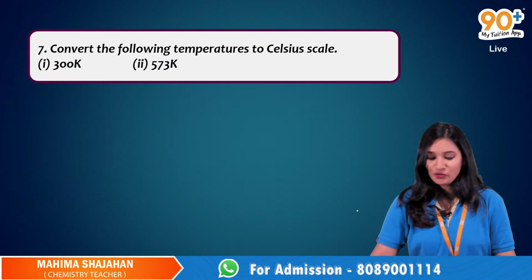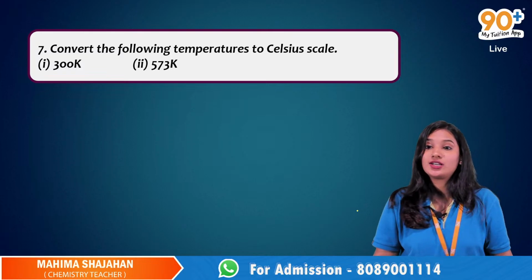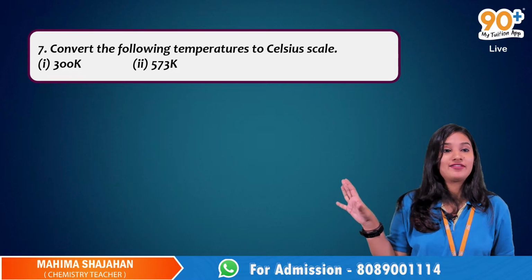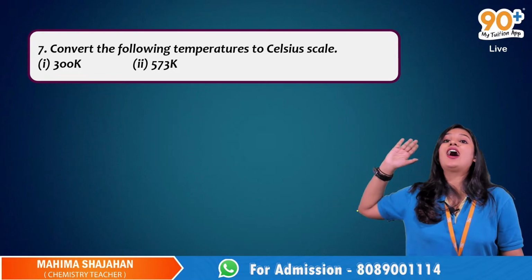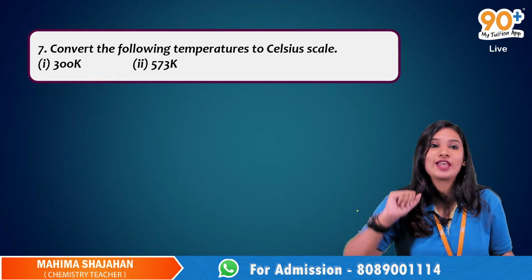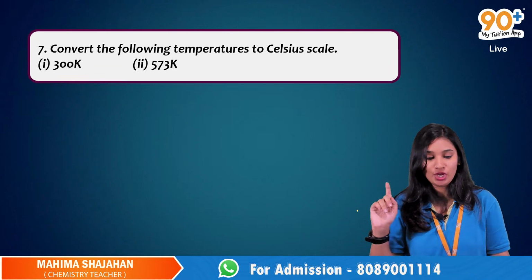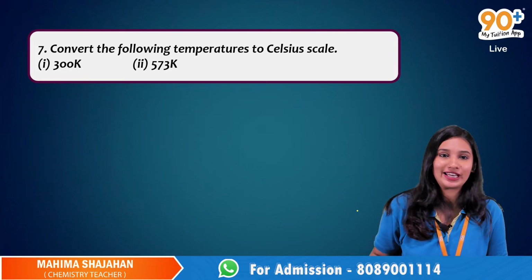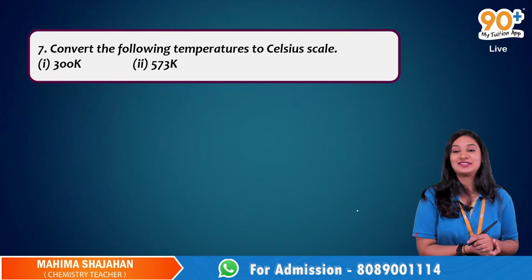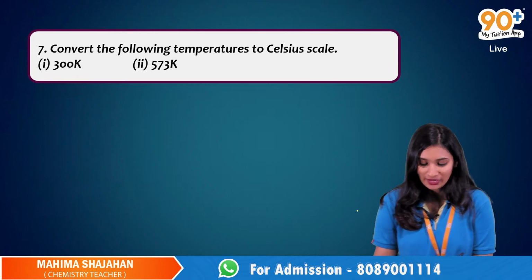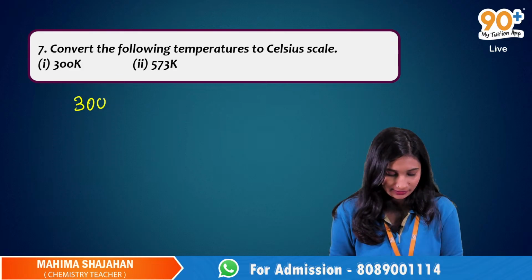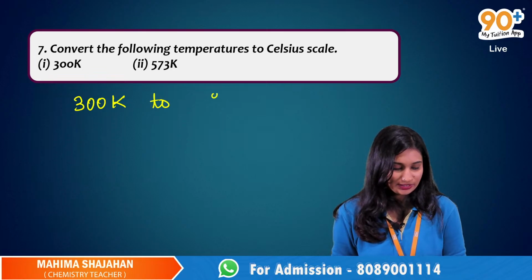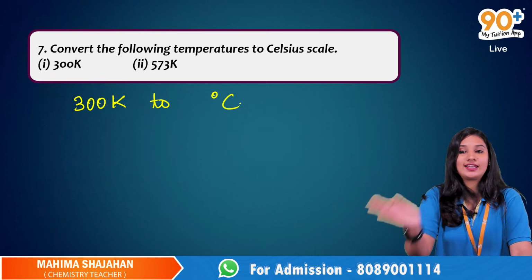Convert the following temperatures to Celsius scale. The temperature is given in the Kelvin scale and they've asked to convert it into Celsius scale. I'll give you a minute to do the first question. You don't need a minute, you can do it before that. Let me see who is the first one to answer. Convert 300 Kelvin into degrees Celsius.